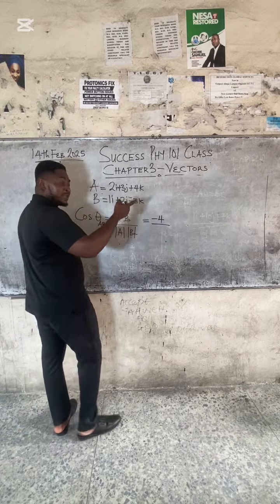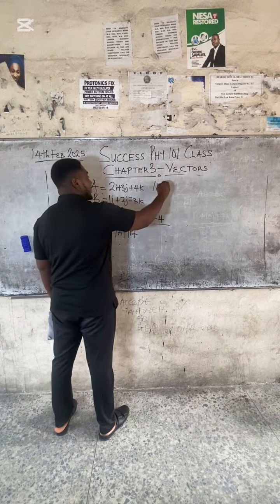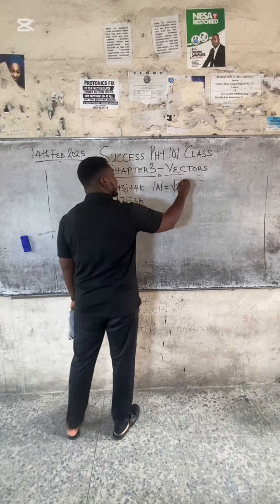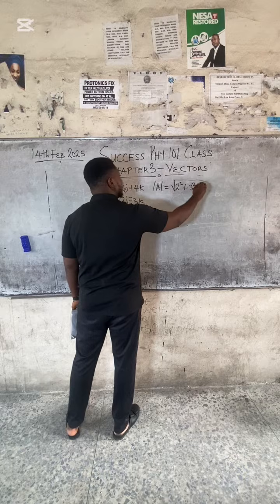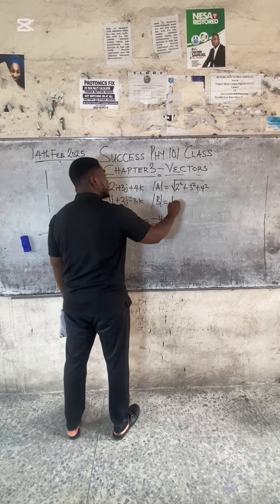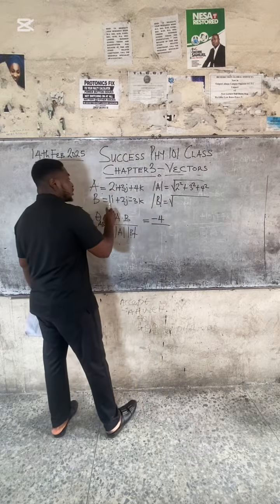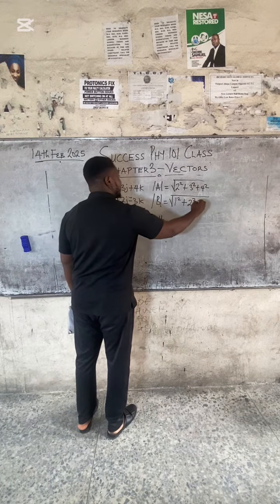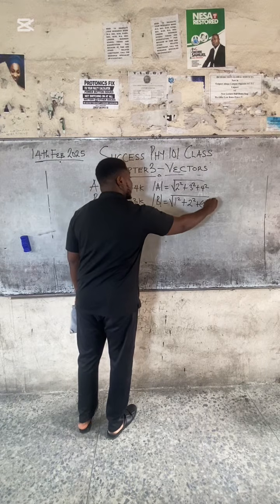I've taught you how to find magnitude of a vector, right? Let's really do magnitude of A here. Magnitude of A, start with a square root. Take this 2, square it. Plus take this 3, square it. Plus take this 4, square it. What's magnitude of B? Same thing, start with a square root. Take this 1, square it. Plus take this 2, square it. Plus take this minus 3, square it.